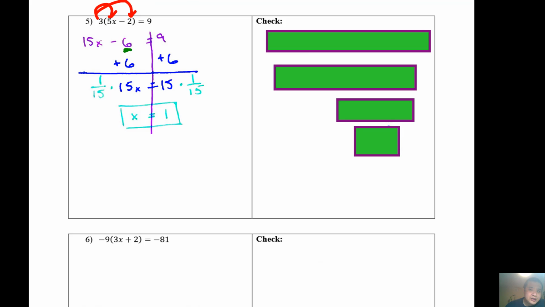Like so. This 15 crosses out with this 15. This 15 crosses out with this 15. So we just get 1.